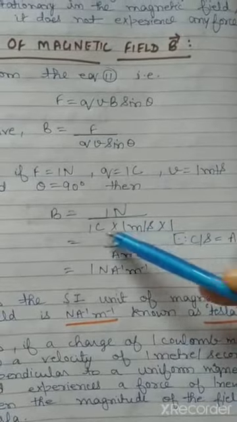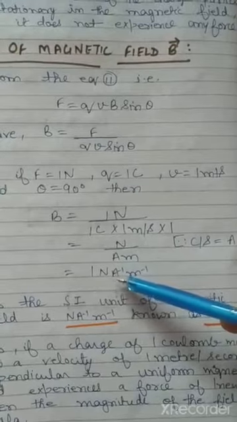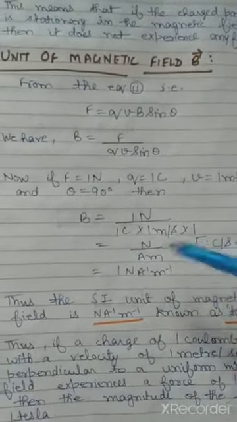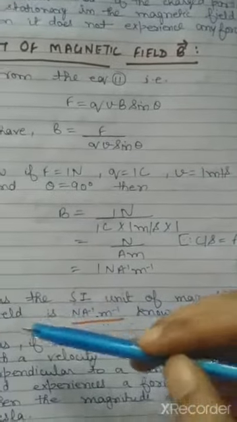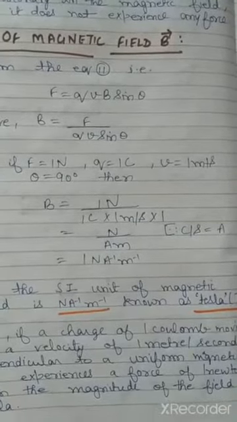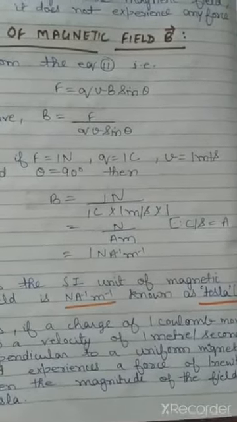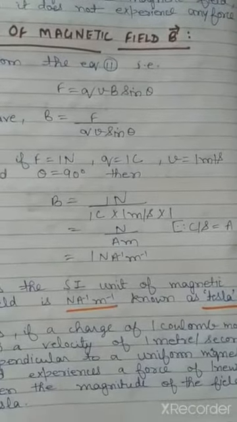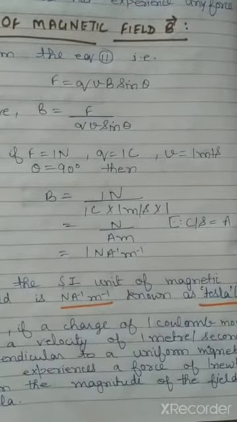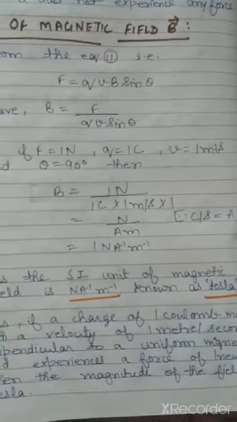Here coulomb per second will become ampere. So this will become Newton per ampere meter, which is equal to 1 Tesla. So the SI unit of the magnetic field is Newton per ampere meter, which is known as Tesla, a very famous unit of the magnetic field. Also we have another unit of magnetic field, that is Weber per meter square, which I have already explained to you. It is found by using the magnetic flux formula.